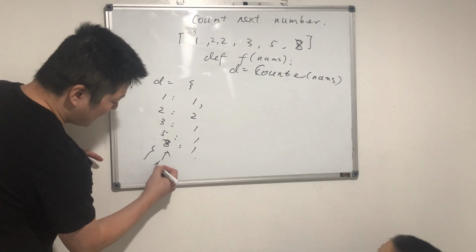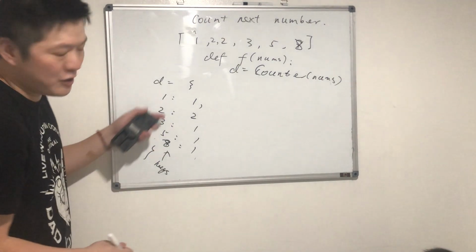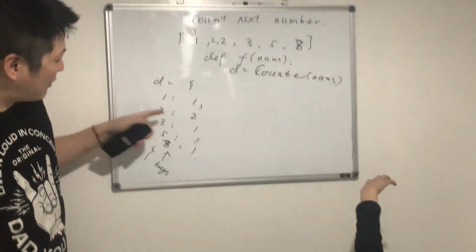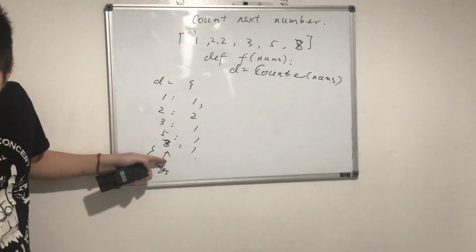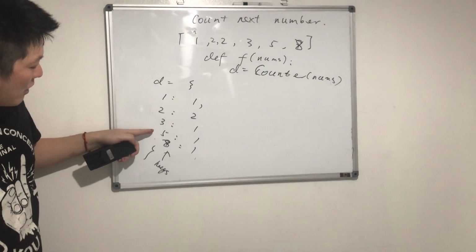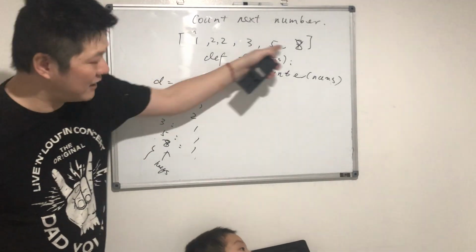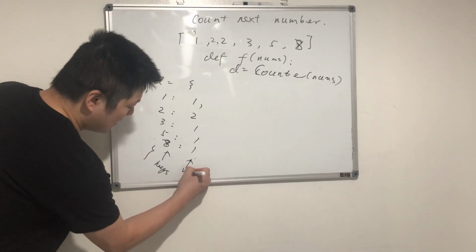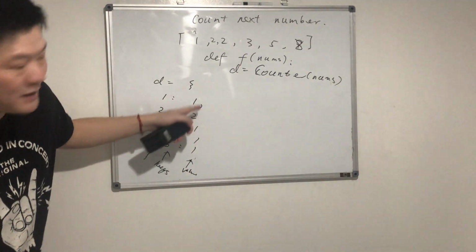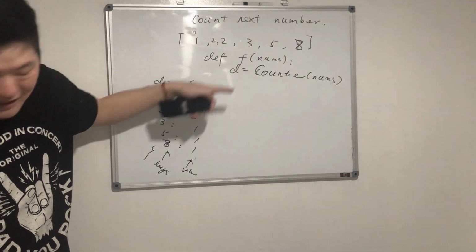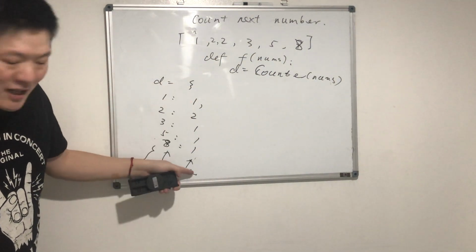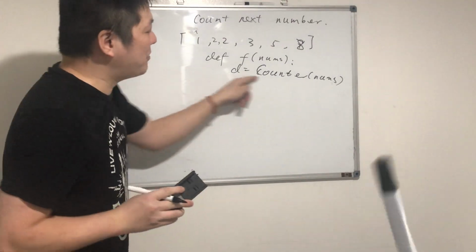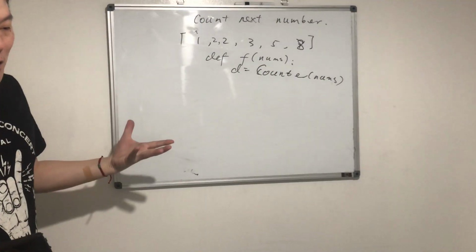Keys. Keys are the unique elements in the array, okay? So look, there are only these kinds of numbers in the array. And the values, this is called the value, is the number of times they appear, right? Yes, because 2 appears twice, other elements appear once, okay? Good job.